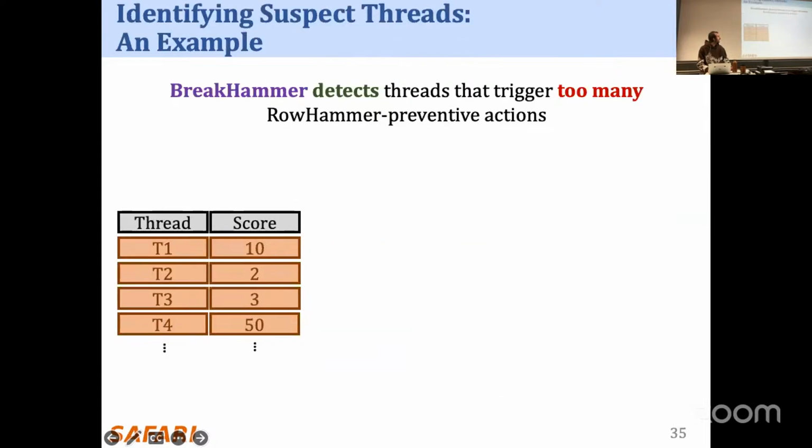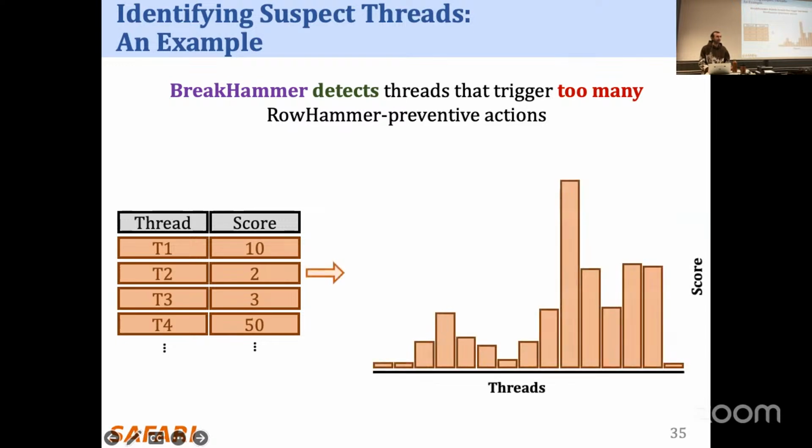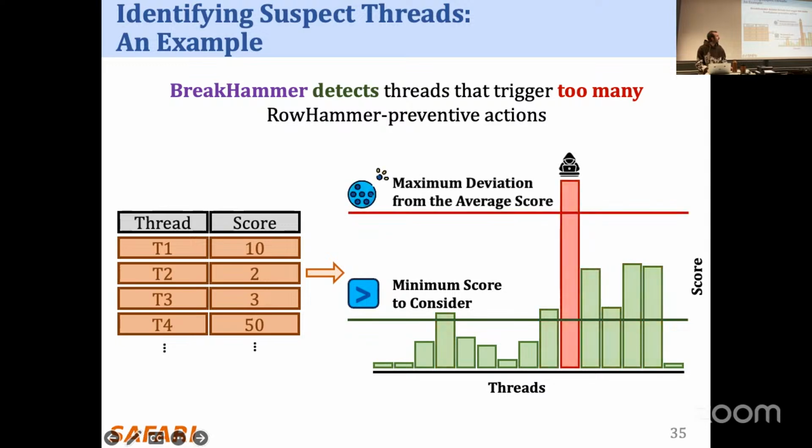BreakHammer detects threads that trigger too many RowHammer preventive actions. Here on the left, I show a table of RowHammer preventive scores of threads in a system. We can visualize these as bars on the right, where each bar depicts the score of a thread in the system. BreakHammer performs 2 checks to detect an outlier. First, it has a safeguard area where it marks the threads with relatively low RowHammer preventive score as safe. And second, BreakHammer checks if any thread's score largely deviates from the average score of all threads.